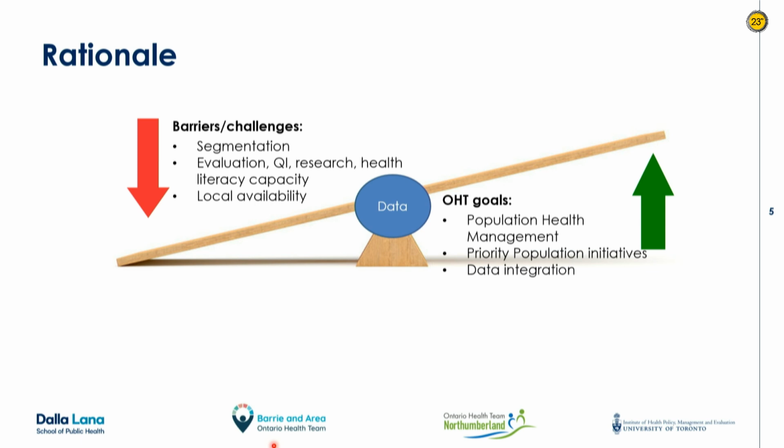Although initial segmentation can be done with higher level data sources, so our various provincial databases, census data, for example, ultimately OHTs really need to tap into their local data to delve deeper and identify or better understand their priority populations in a meaningful way to direct their work. So although segmentation and other components of this work are key, OHTs face the challenge of required evaluation, quality improvement, research, and health literacy capacity at the local level, which can often be a challenge.